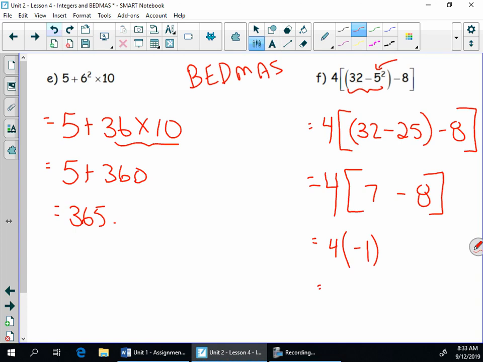Okay, last thing. What does brackets mean? Well, if there's only one number inside, it means they're multiplying. What's 4 times negative 1? The signs are different, so it's a negative. 4 times 1 makes 4.